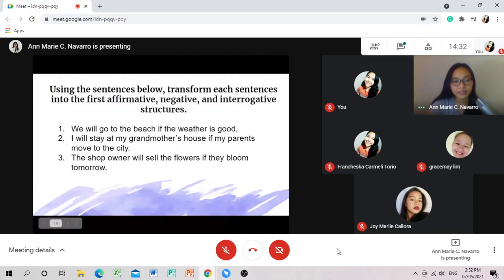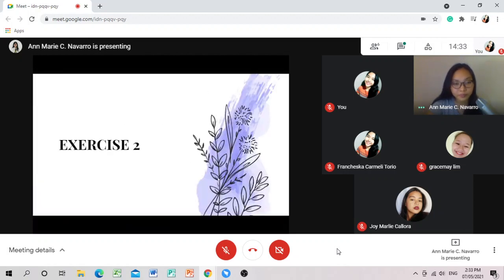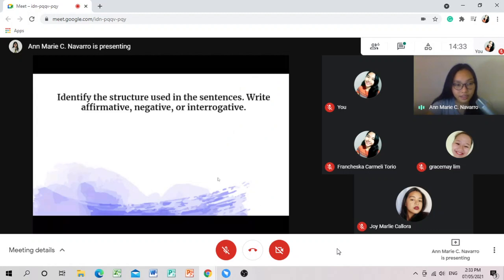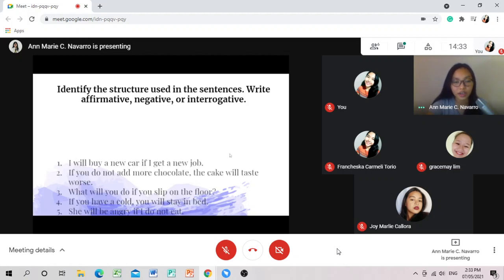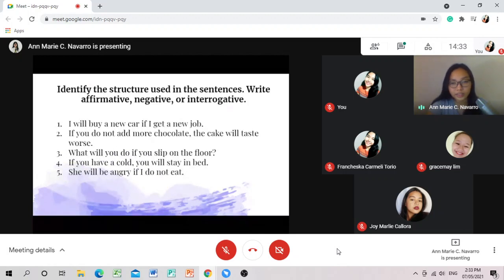And now that you truly understand our topic, it's time for our last activity. I would like you to read the sentences carefully and tell me what structure is used. Identify the structure used in the sentence and write affirmative, negative, or interrogative. Can anyone read the sentences presented on your screen?